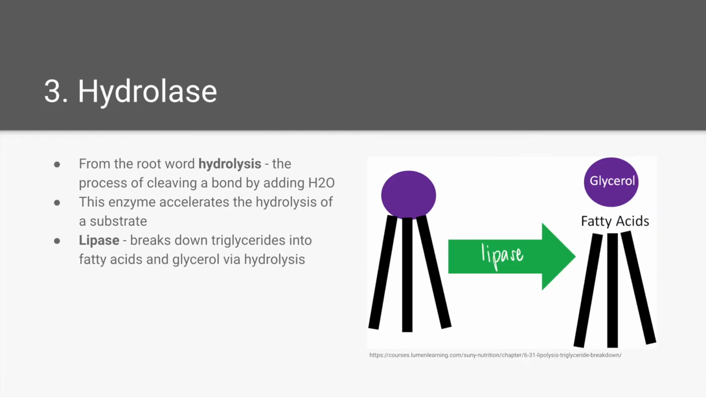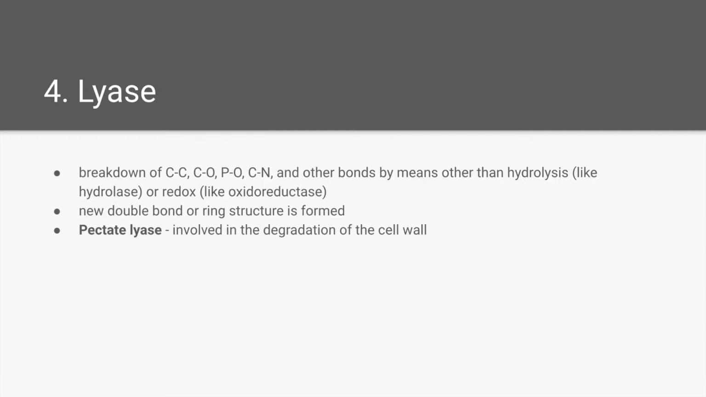Next is the hydrolase. From the word hydrolysis, which is a process that breaks down bonds by addition of water, hydrolase basically accelerates hydrolysis. An example of this enzyme is lipase, which breaks down triglycerides. Next is the lyase. Lyase enzymes break down bonds by means other than hydrolysis or redox. An example is pectate lyase, found in plants, which is involved in the degradation of the cell wall.